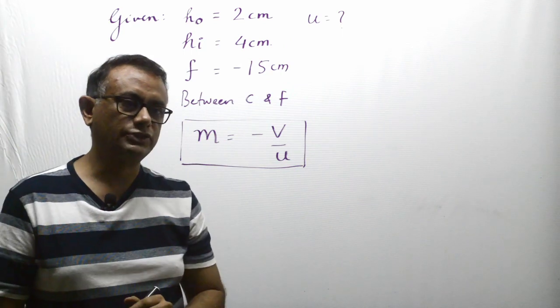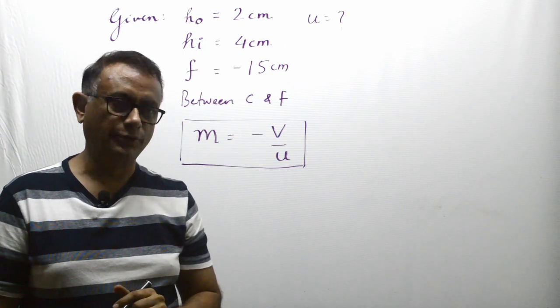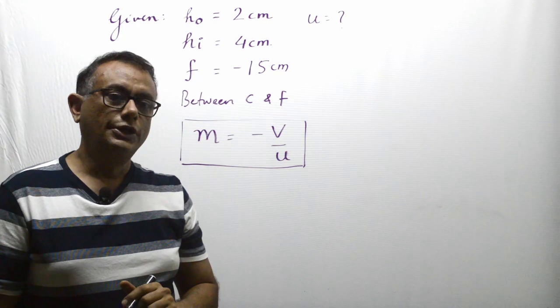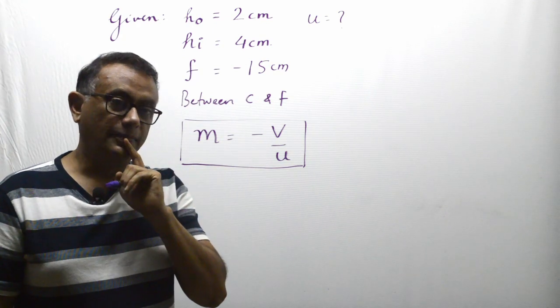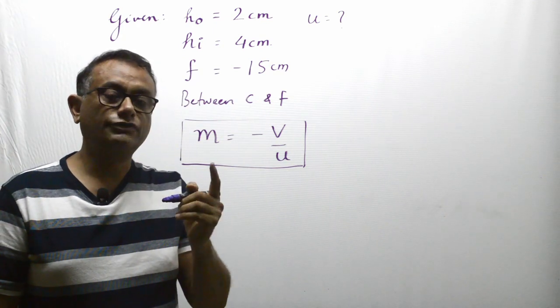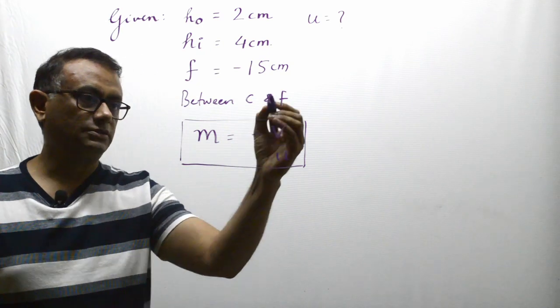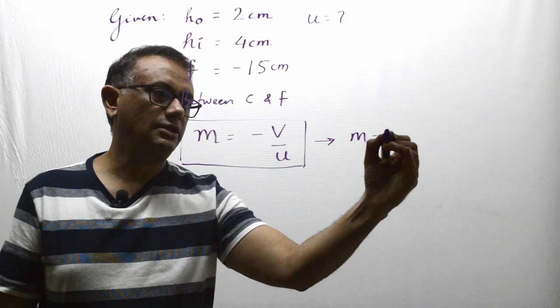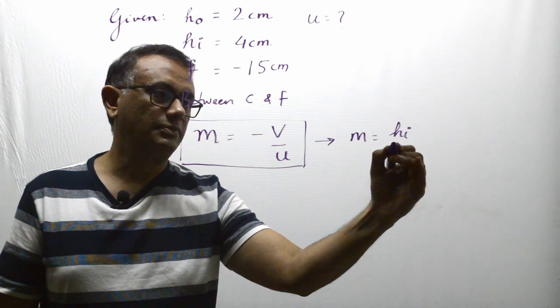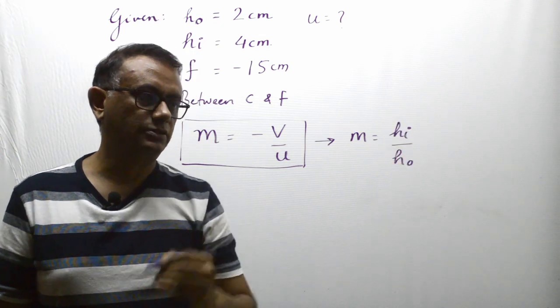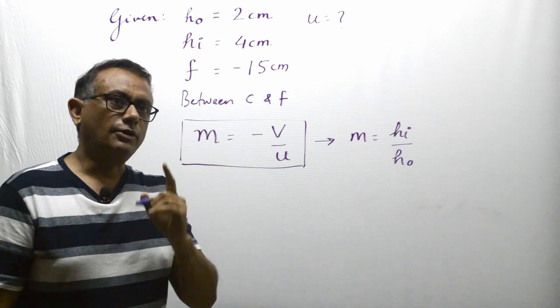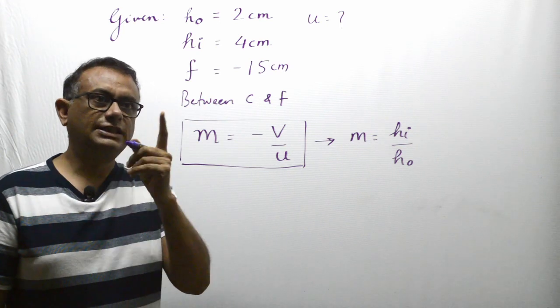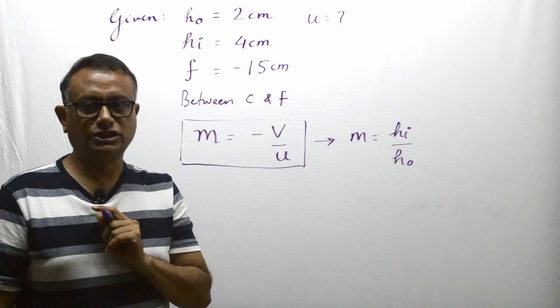So for that we will use M is equal to minus V by U. Okay. Now what is M? M we know is height of the image by height of the object. Okay. So we know that M is nothing but height of the image by height of the object. Okay. From the data we see that height of the image is 4 centimeters.